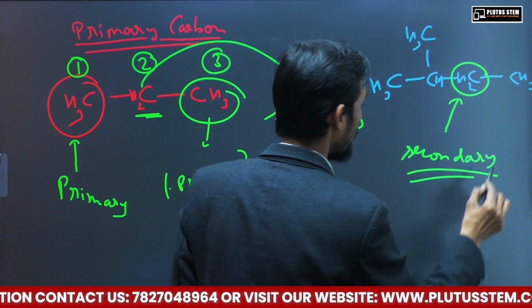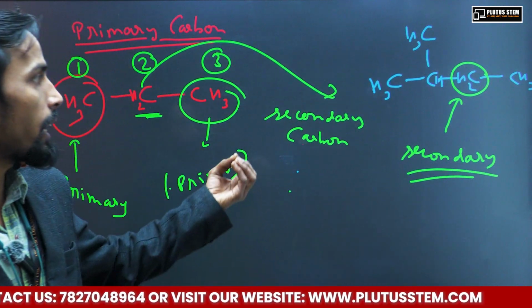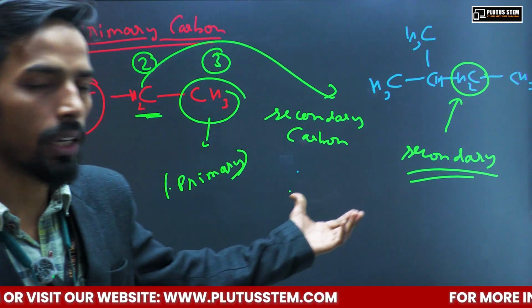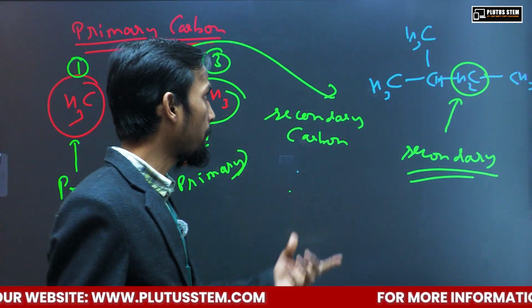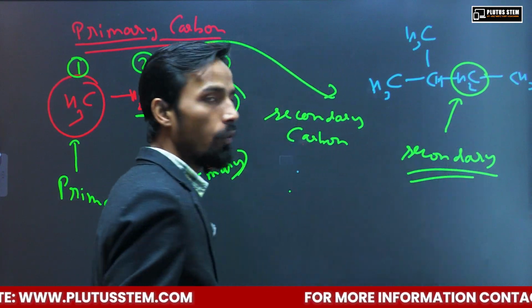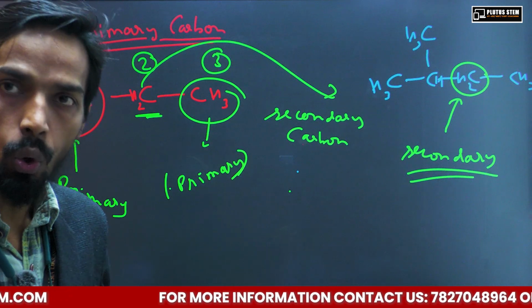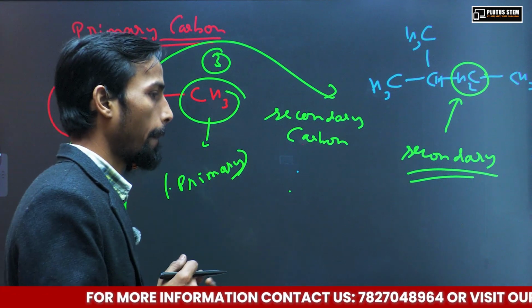Sometimes in the NEET exam, we can have a simple question asking how many primary carbons are there in the given compound. It is quite simple: this is the only carbon which is a secondary carbon, which means it is attached to two different carbons.